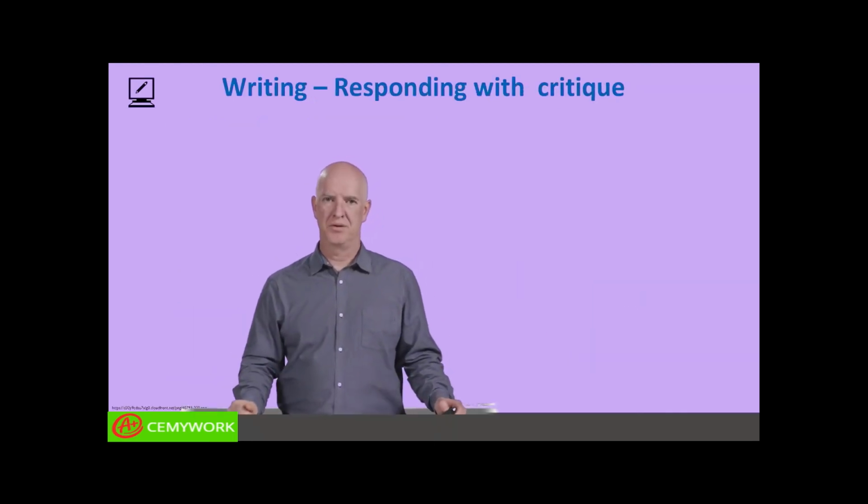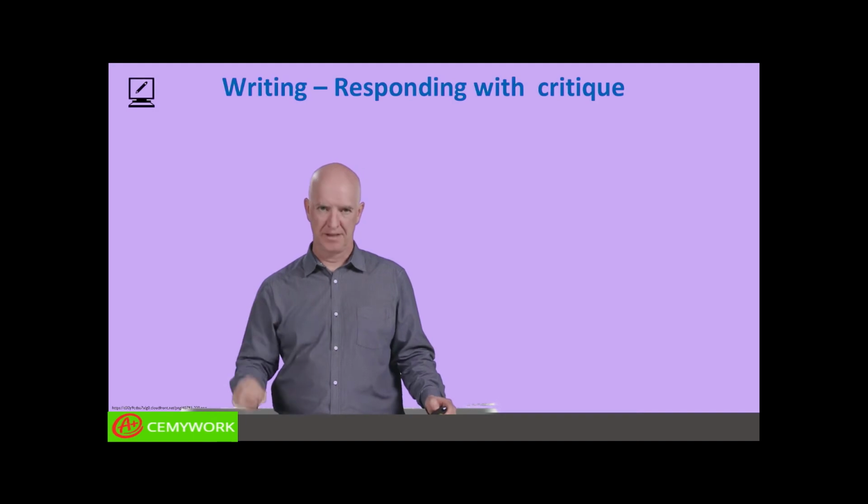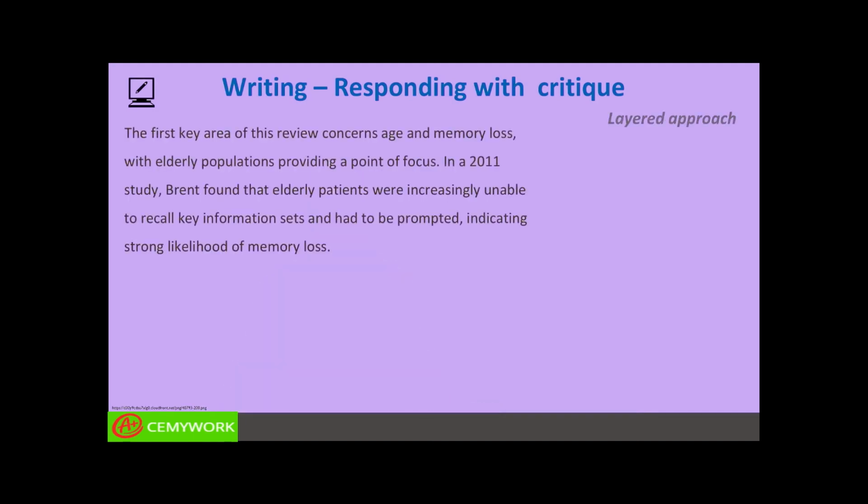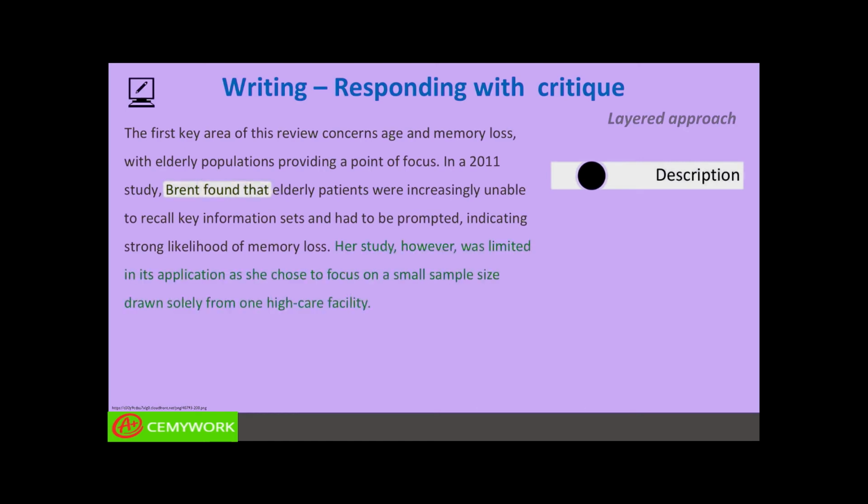Another element of the lit review is responding with critique. So let's look at another example. As I give you these parts of the paragraph, read through them and look at what's going on. It's a layered approach to writing. The first layer, again, shows us description. It's what Brent found. A second layer reveals some critique going on.